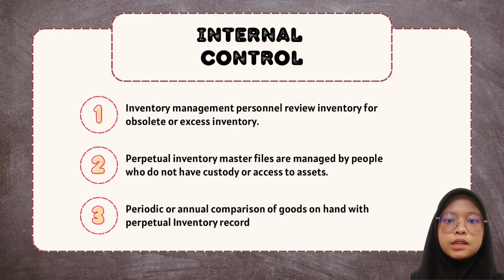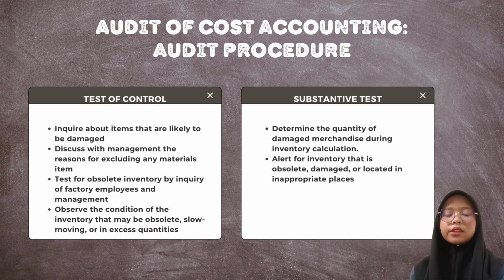Internal control for inventory realizable value. Firstly, inventory means the absolute value of inventory for obsolete or excess inventory. Secondly, perpetual inventory master files are managed by people who do not have custody or access to assets. Thirdly, periodic or annual comparison of goods on hand with perpetual inventory records. Items identified as non-owned during the physical observation of the inventory are listed to make sure they have not been included. So what we can do is cost testing, which is to verify the cost of inventory items. The second is lower of cost or net realizable value testing, which is to ensure the inventory is valued at the lower of cost or the net realizable value.